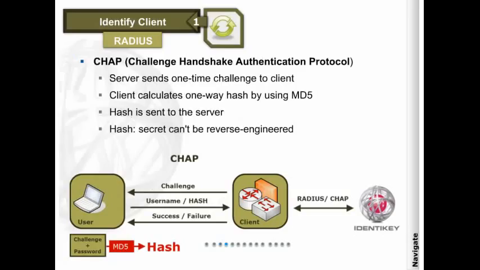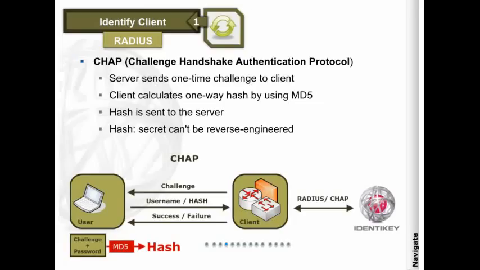CHAP is a widely supported authentication method in which the knowledge of the user's password, rather than the password itself, is sent during the authentication process. With CHAP, the remote access server sends the remote access client a challenge string. The remote access client uses the challenge string and the user's password, and computes a message digest 5, better known as an MD5 hash.